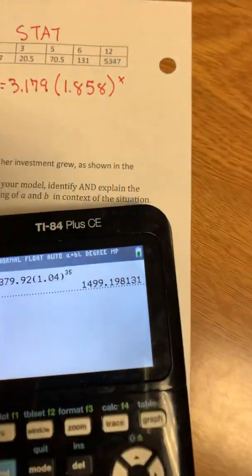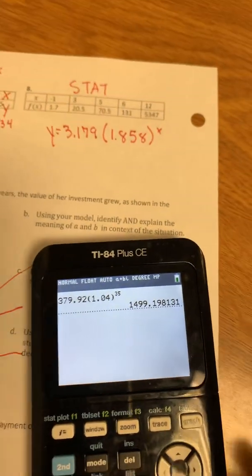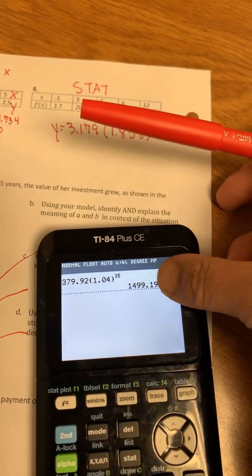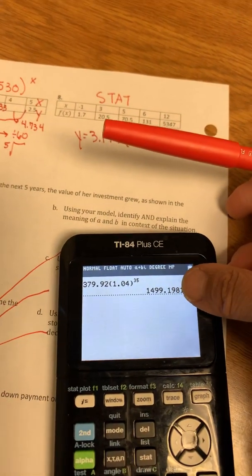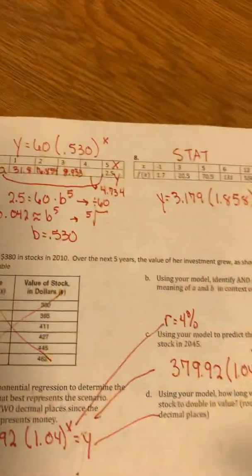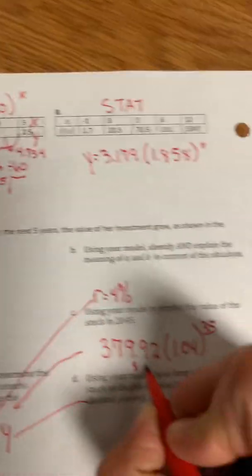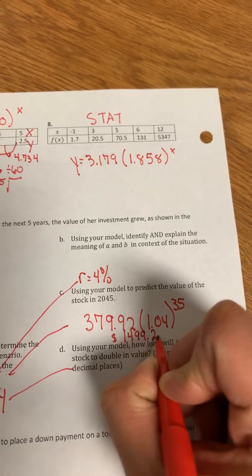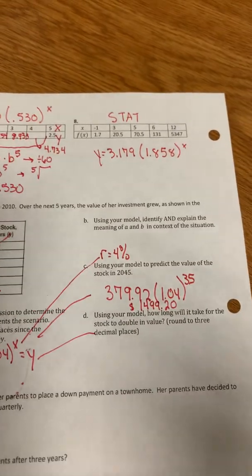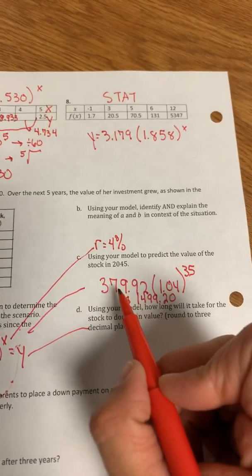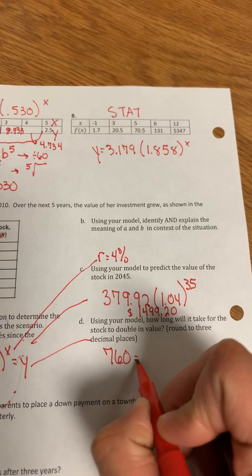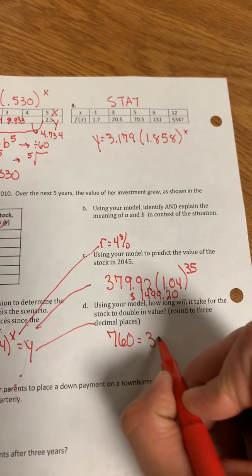So what I get is this amount. And since it's money, it is okay to round this to cents. So $1,499.20. And how long will it take for it to double? We said in class that we were just going to say this was 380, and when 380 doubles, it's 760. So again, writing my equation.